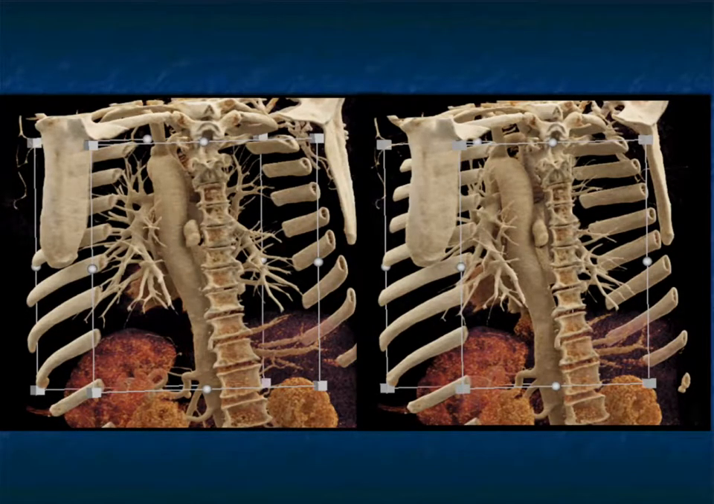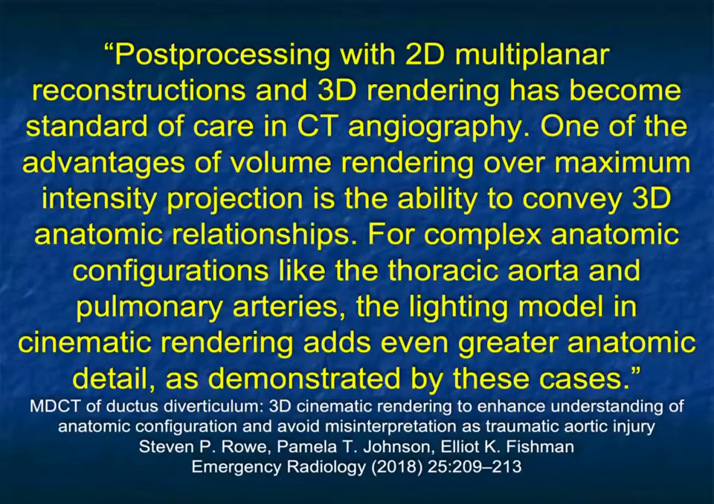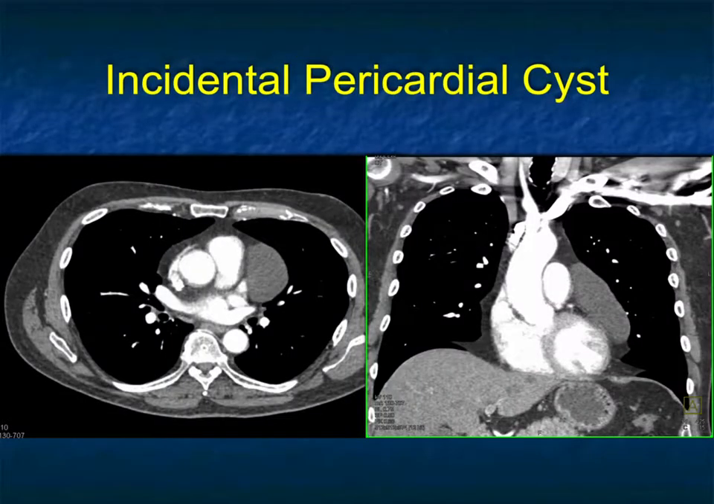And here it is again from posterior. One of the nice things about cinematic rendering and 3D in general, with things like bone removal and editing structures, is that you can create a range of perspectives that you never really look at. This perspective from posterior really gives the surgeon a good perspective as to where that perforating ulcer is and that intramural hematoma. In this article by Rowe, we made the point that for complex anatomic configurations like the thoracic aorta and pulmonary arteries, the lighting model and cinematic rendering add even greater anatomic detail, as demonstrated by the cases that I showed you. Now, other things.